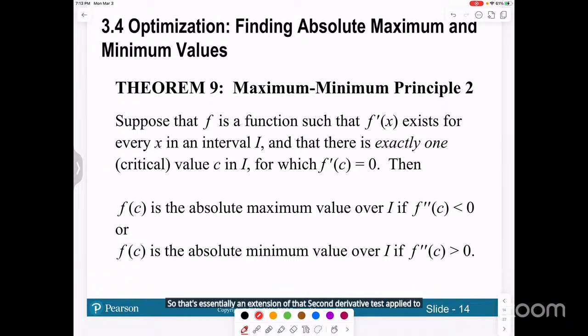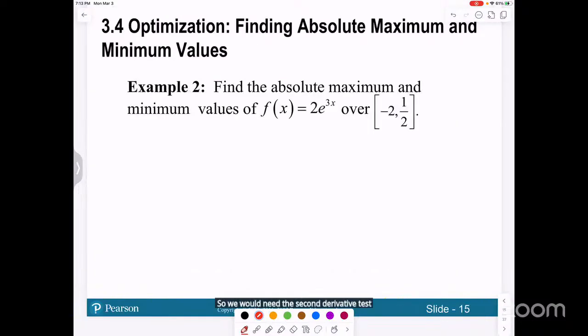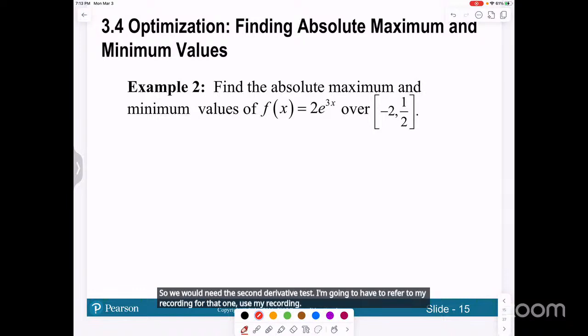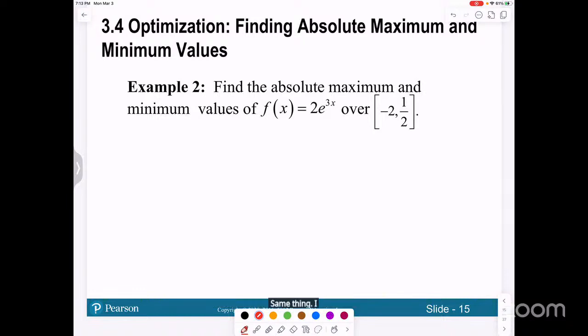I just include the endpoints. So we would need the second derivative test. I'm going to have to refer to my recording for that one. Same thing. I think for the rest of these, we might have to use the recording. So we did the best that we could for sections 3 and 4.